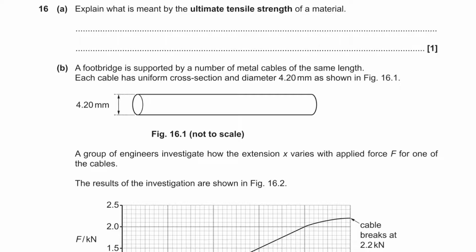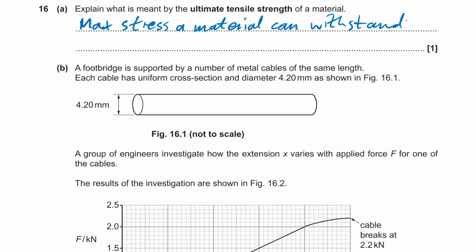Okay, longer questions. What's meant by UTS of a material? It's the maximum stress a material can withstand before breaking. Fairly easy, but it does bug me that it's not called ultimate tensile stress or just maximum tensile stress, whatever.